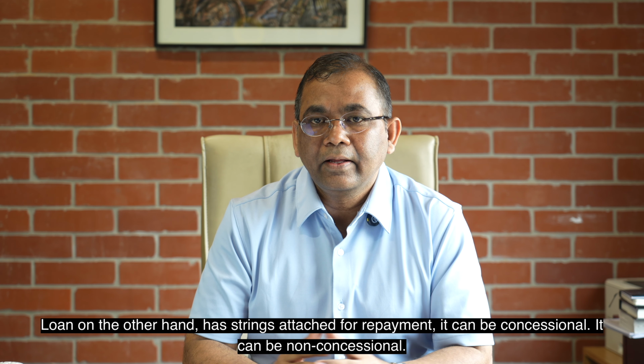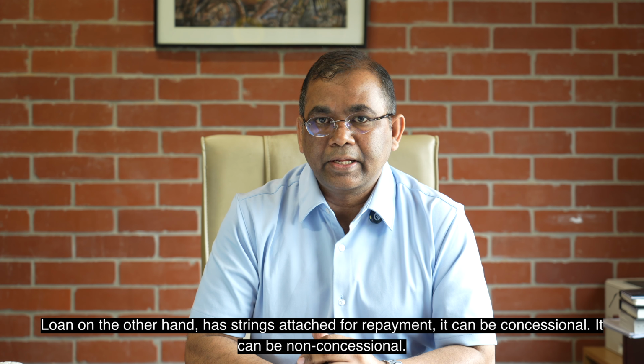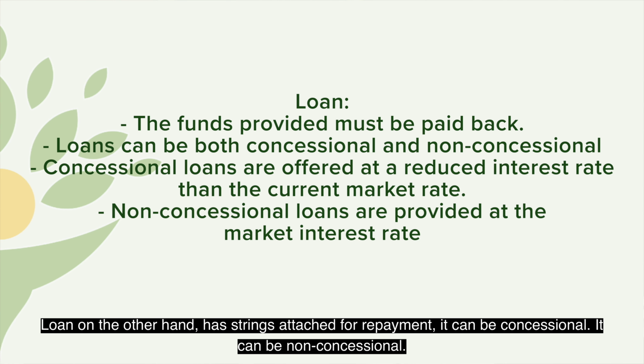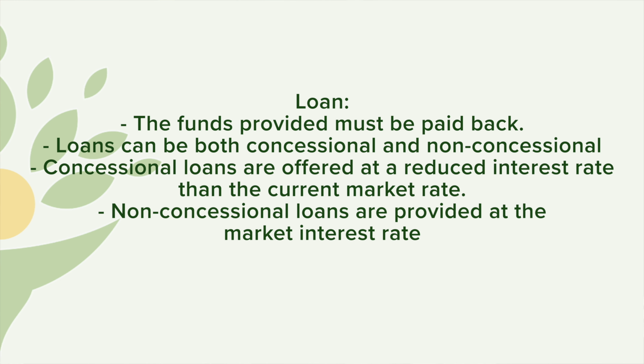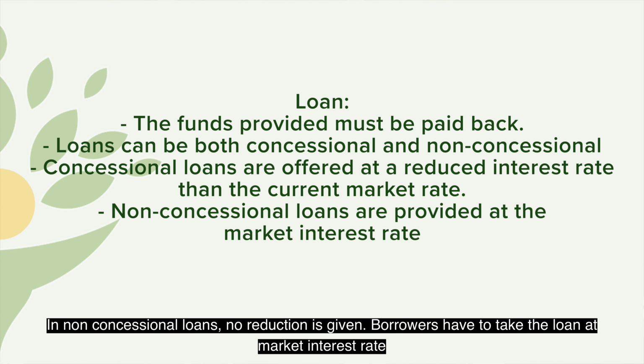Loan, on the other hand, has strings attached for repayment. It can be concessional, it can be non-concessional. Concessional loans, as you can understand from the name itself, means you are getting the loan at a reduced rate from the market interest rate. In non-concessional loans, no reduction is given. Borrowers have to take the loan at the market interest rate.